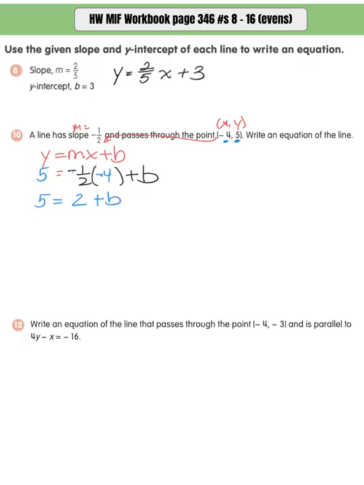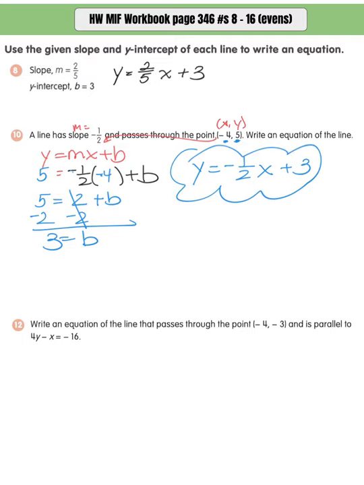2 plus b, you want b by itself, subtract 2 from both sides. See, it cancels, so now you're just left with b. 5 minus 2 is 3. So now you have the slope and the y-intercept. So my equation is going to be y equals, the slope is -1/2, x, y-intercept is plus 3. So here is your equation.